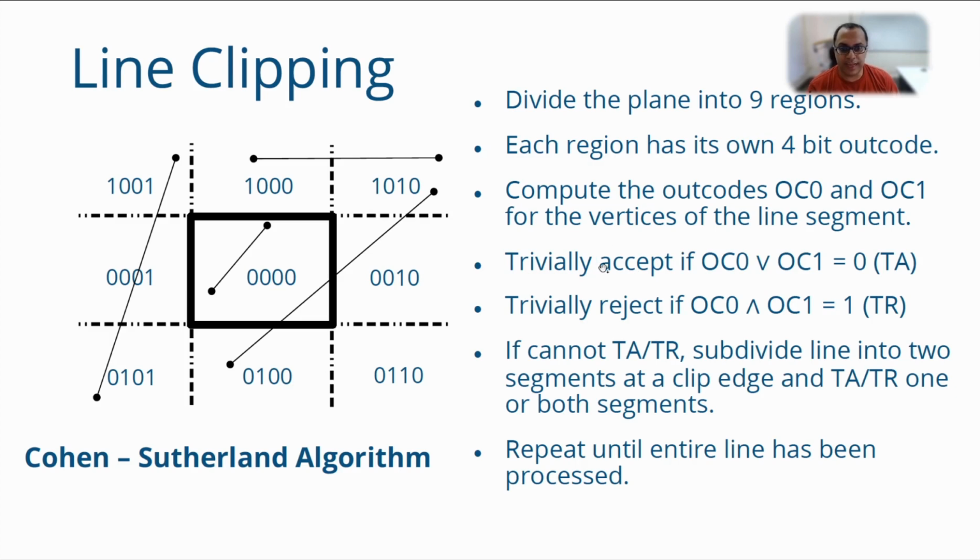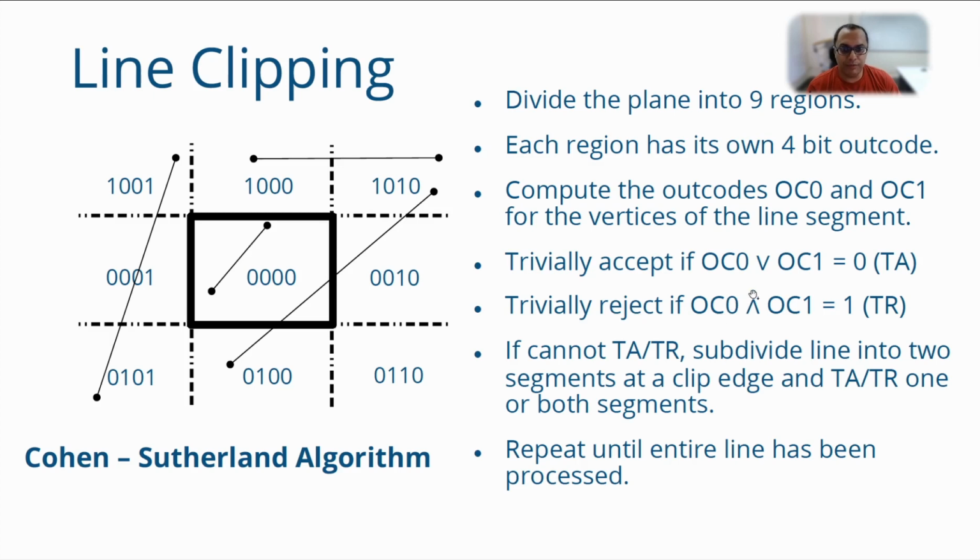You first do a check whether you can trivially accept this line. So you do a bitwise OR. This is a symbol for a bitwise OR. If you do a bitwise OR, you will find that the answer is not 0, right? If the answer to a bitwise OR is 0, then you can trivially accept the entire line. So you cannot trivially accept this.